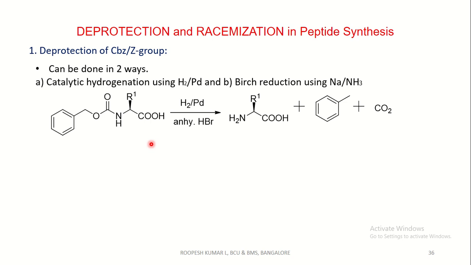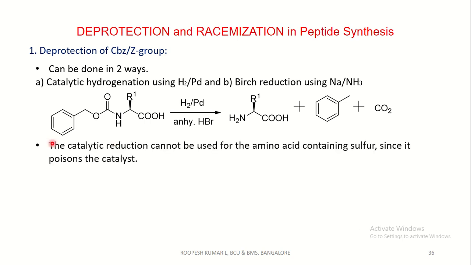This is a Z protected amino acid. On treatment with hydrogen palladium in anhydrous HBr, we get a deprotected amino acid, that is, no protection, with the side products toluene plus carbon dioxide evaporated. Generally, palladium is used to cleave the benzyl carbon bond with oxygen. This is the benzyl carbon and oxygen bond. If you want to cleave this benzyl carbon and oxygen bond, palladium is used. Hence, to cleave the Z group, hydrogen palladium is used.